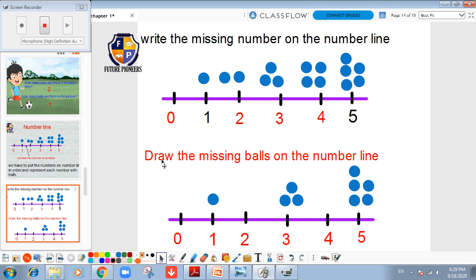Example B. Draw the missing balls on the number line. Here I have the number line and the missing balls. As I said before, we start the numbers on the number line with the number 0. After 0, 1, and I represent 1 with 1 ball. Excellent. After 1, number 2. I represent number 2 with how many balls? Excellent. 2 balls. After 2, 3, and I represent 3 with 3 balls, and after number 3, number 4, and I represent number 4 with 4 balls. Exactly. Great job.